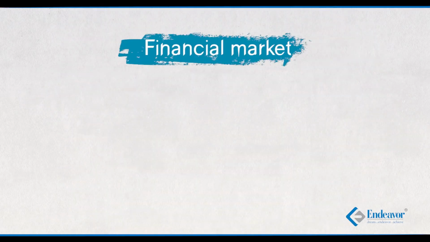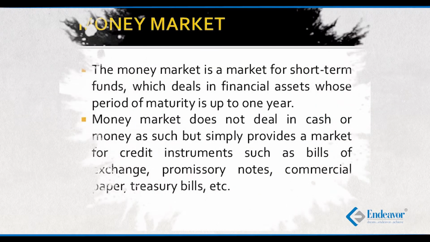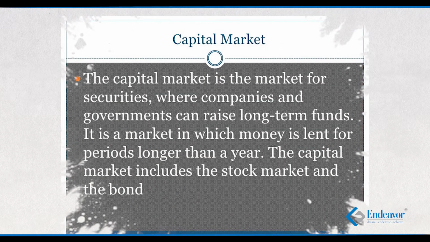A financial market consists of two major segments, money market and capital market. While the money market deals in short-term credits, the capital market handles the medium-term and the long-term credits. Let us discuss these two types of markets in a little more detail.